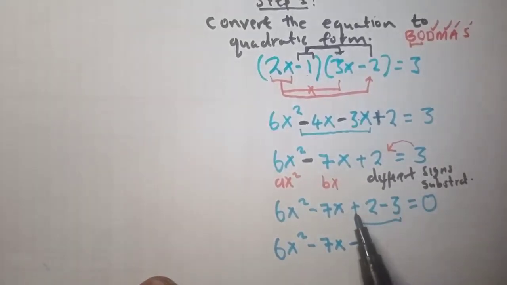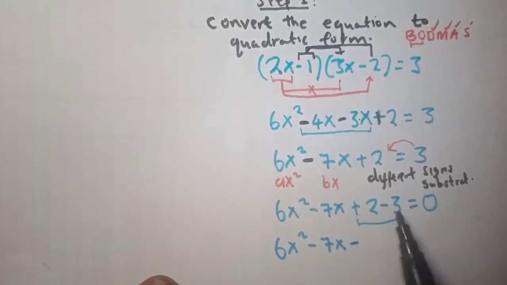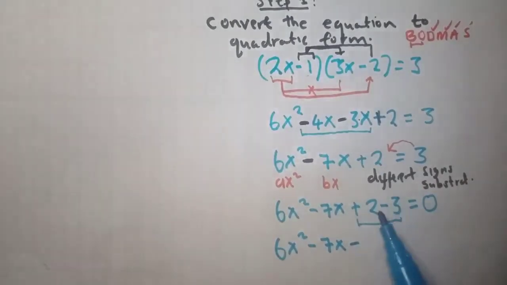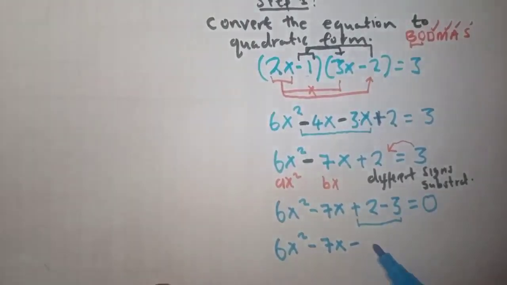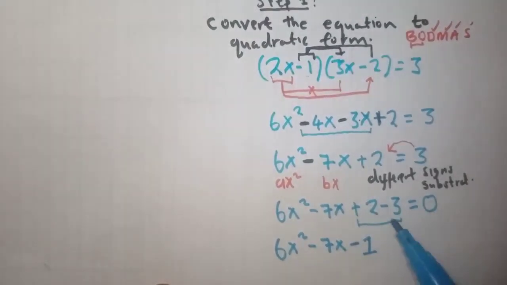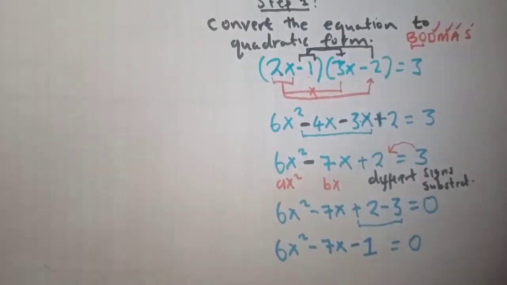Different signs, because this is a positive, this is a negative, so these are different signs. Just subtract the numbers: 3 minus 2, it's going to be what? Okay, simply 1. Why does it have a negative? Because the bigger number, 3, has got a negative. So these are just basic rules for integers.